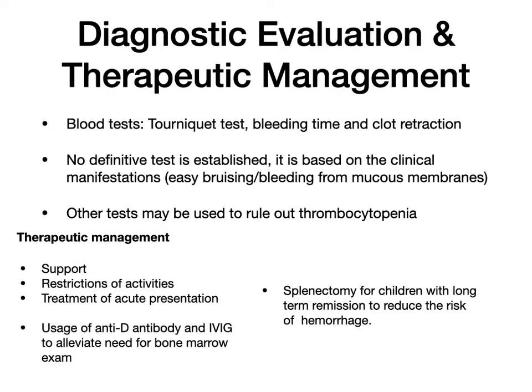Diagnosis, evaluation, and therapeutic management. Blood test. No definitive test is established. It is based on clinical manifestations, and other tests may be used to rule out thrombocytopenia. Therapeutic management includes support, restriction of activities, treatment of acute presentation, use of anti-D antibodies and IVIG to alleviate need for bone marrow exam, and splenectomy for children with long-term remission.